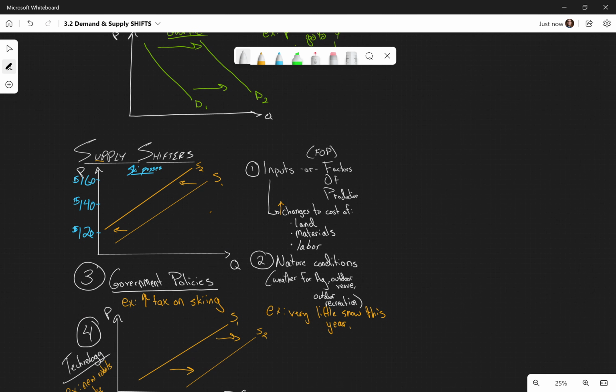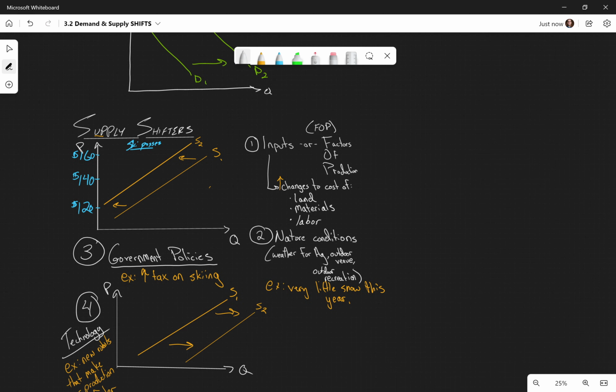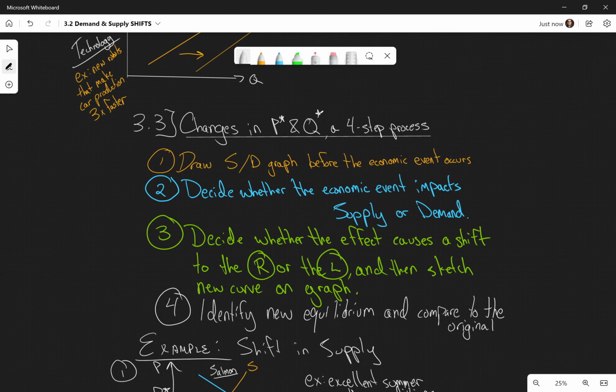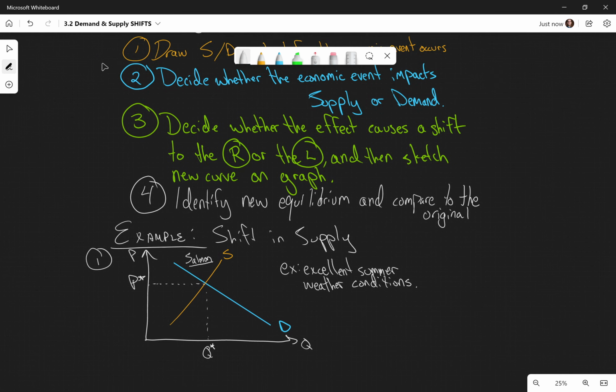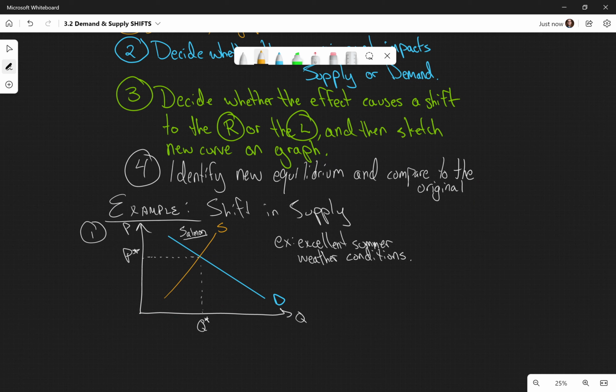So then we go to supply. Is it going to be supply? Does weather have anything to do with inputs? Yeah, to a degree, but this one really falls into natural conditions. Weather falls right into that bucket of natural conditions. So we can see, yes, it is a supply shifter. So number 2, for this one, we've identified this is going to impact my supply curve. And now the third part of it is whether this causes a shift to the right or to the left.